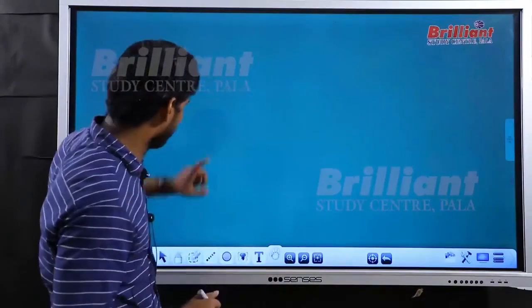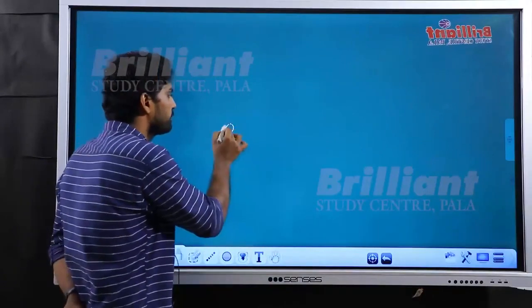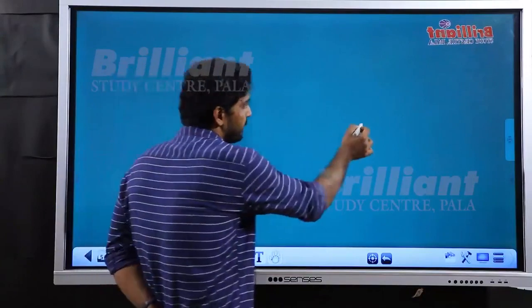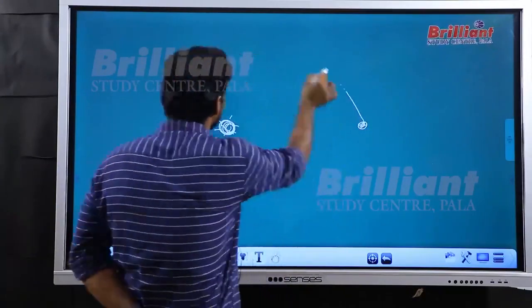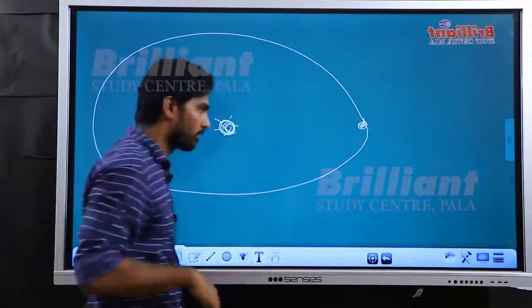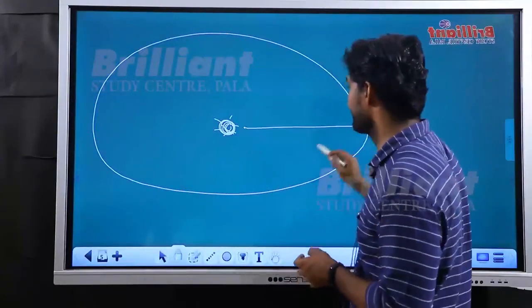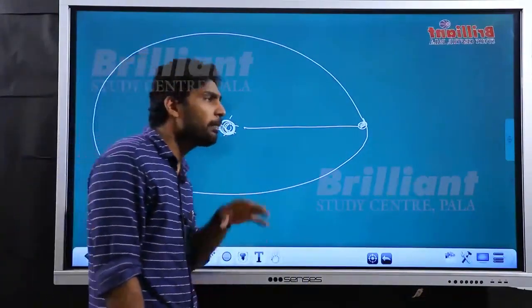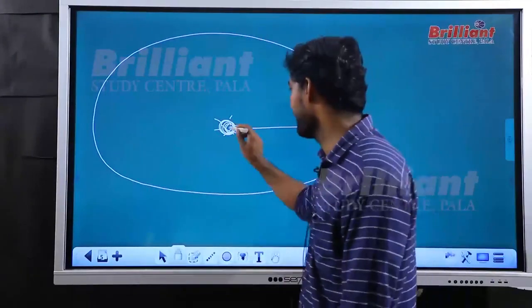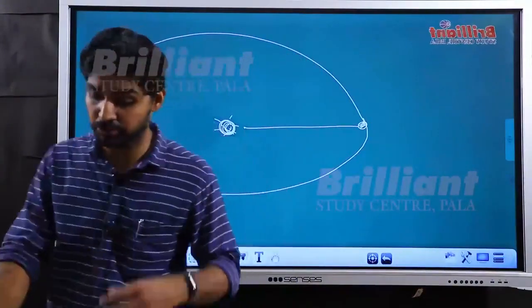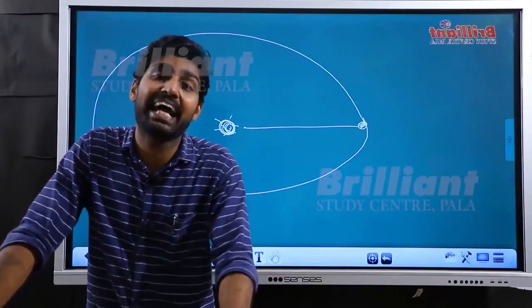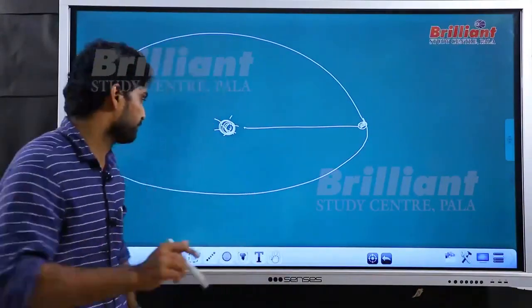So this is the Sun, and this is the Earth. You know that the Earth revolves around the Sun in an elliptical orbit. An elliptical orbit means the distance between Sun and Earth doesn't remain constant, it varies slightly. But the average distance between the Sun and the Earth is what we call the astronomical unit.